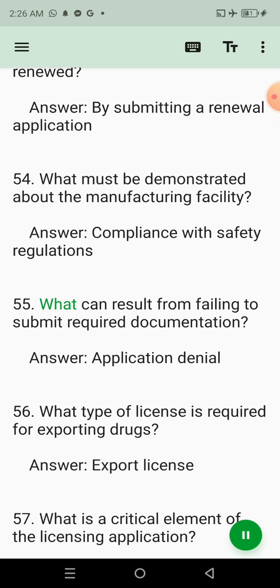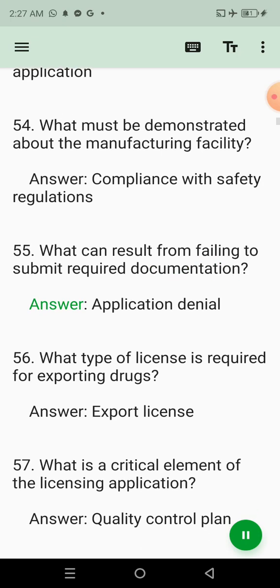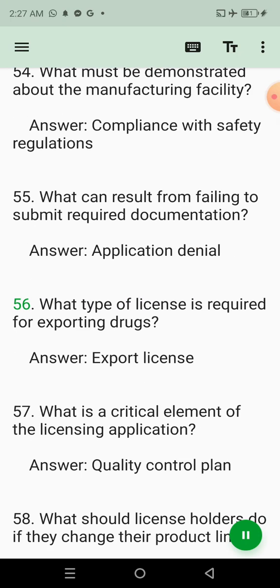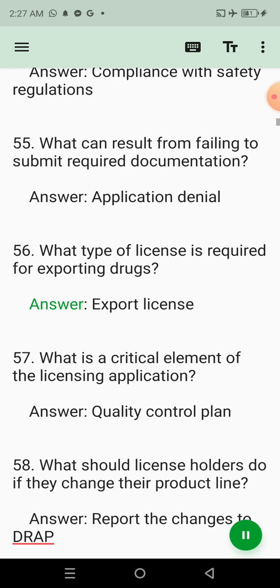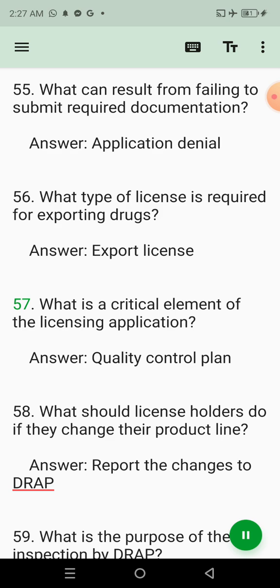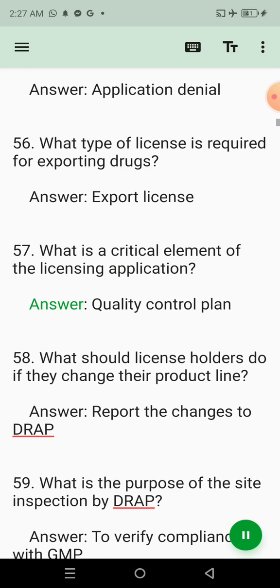55. What can result from failing to submit required documentation? Answer: application denial. 56. What type of license is required for exporting drugs? Answer: export license. 57. What is a critical element of the licensing application? Answer: quality control plan.